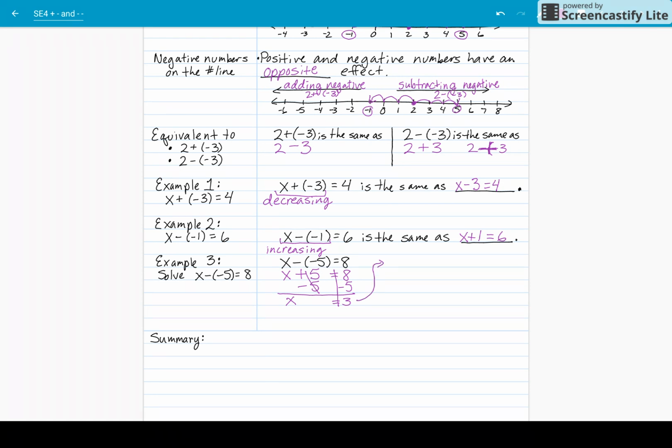I like the habit of always plugging it into my original equation, which happens to be this minus negative. But the effect is the same. Minus negative is still similar to a plus, has the same effect. 3 plus 5 is 8. Both sides are equal, and so I've gotten the correct answer.